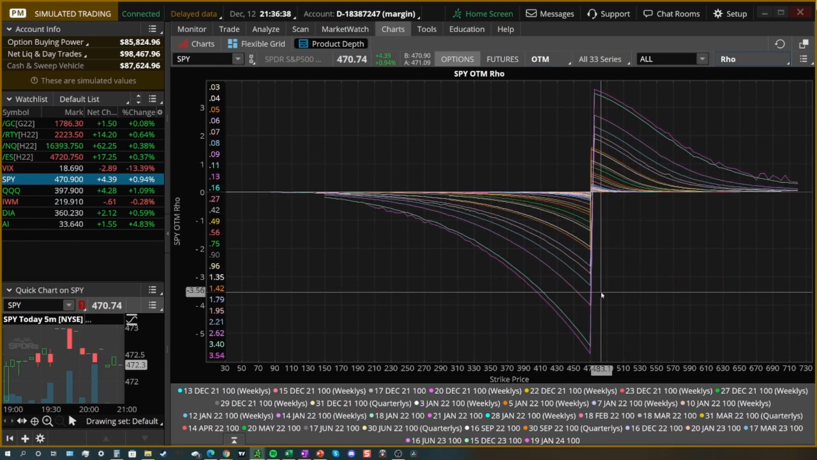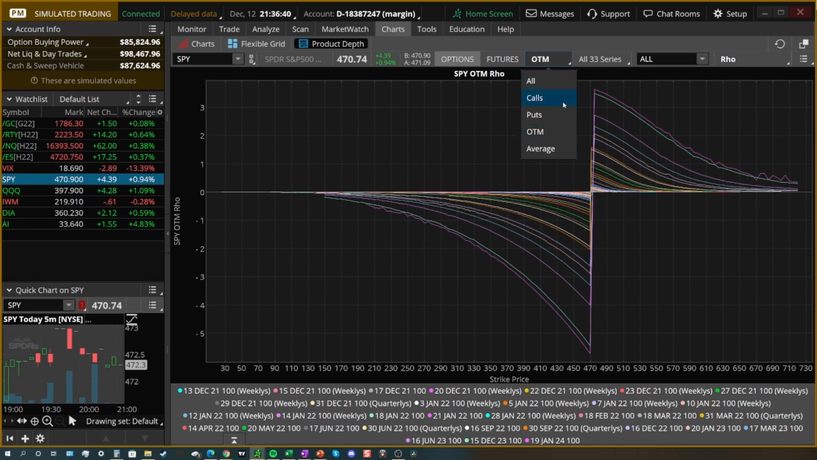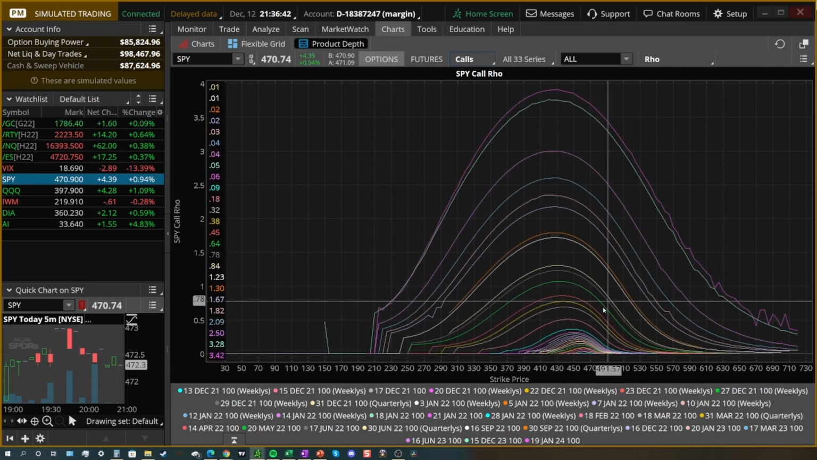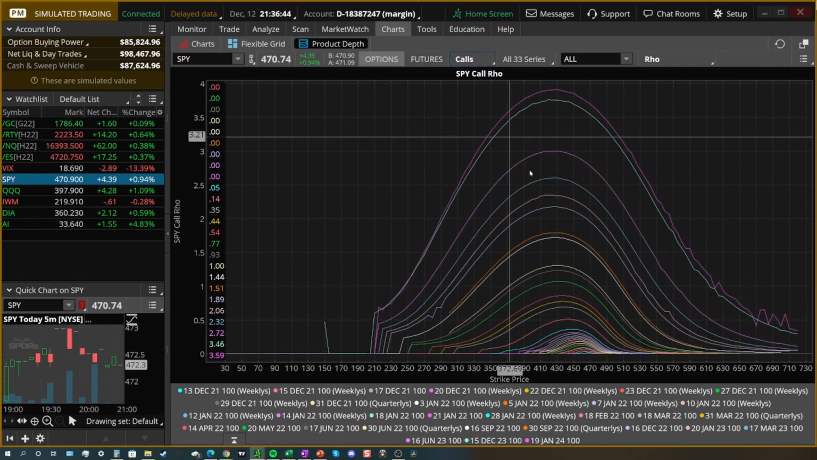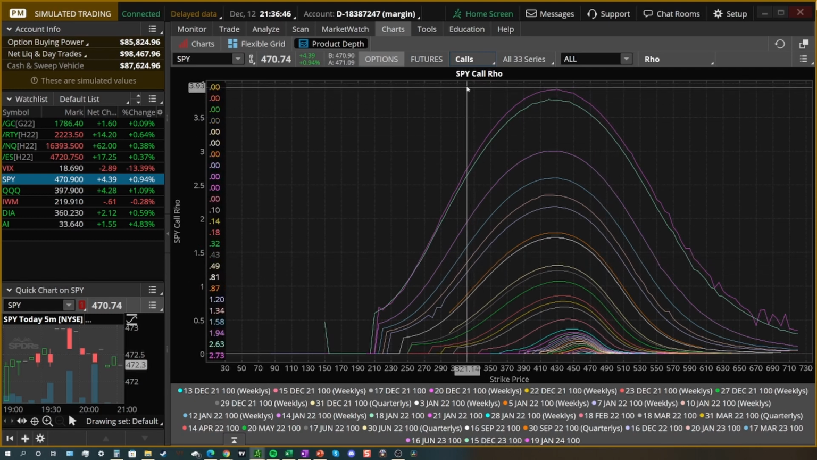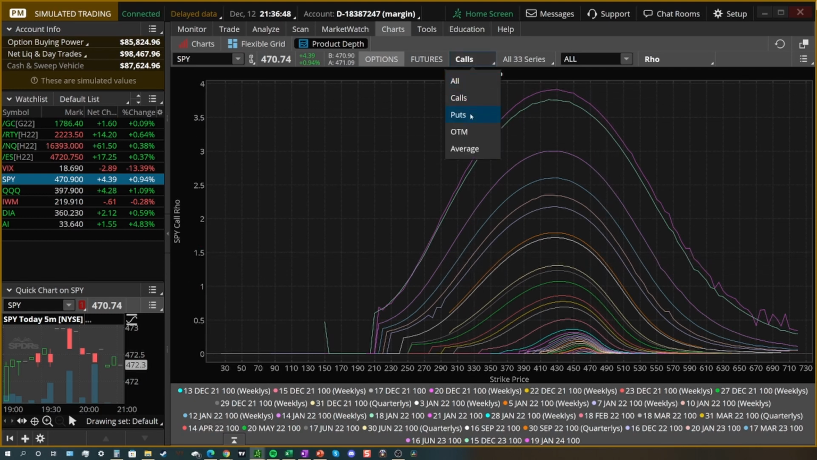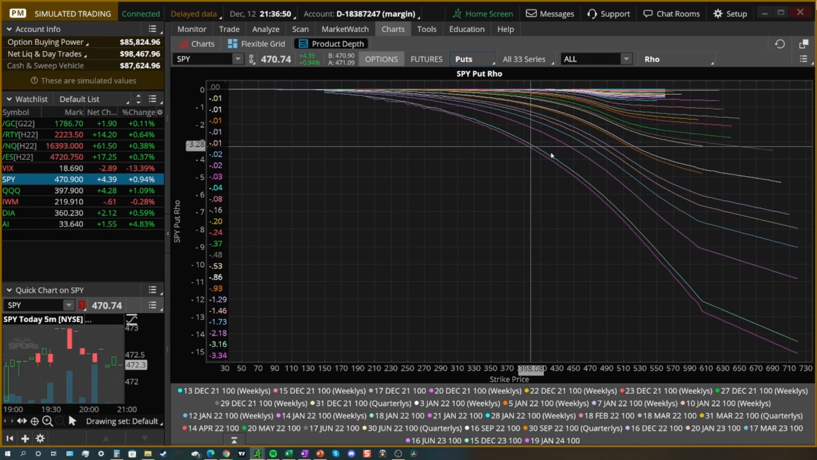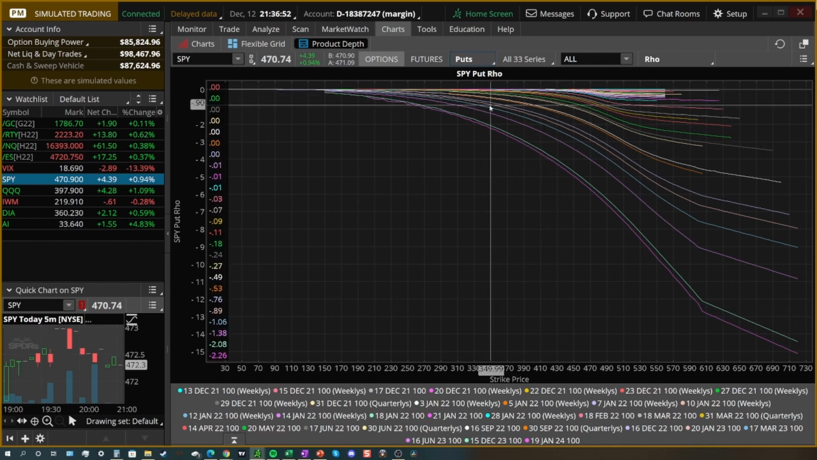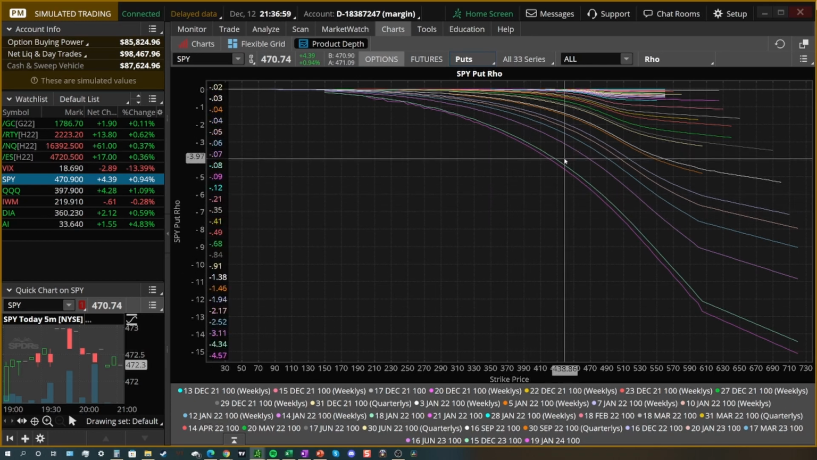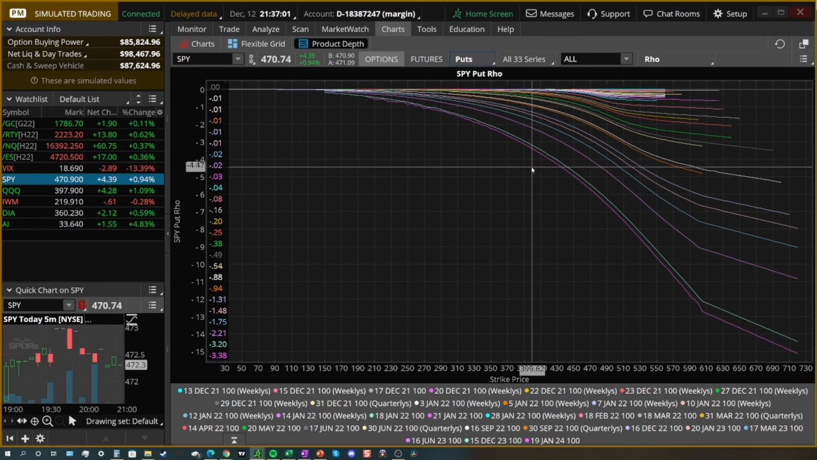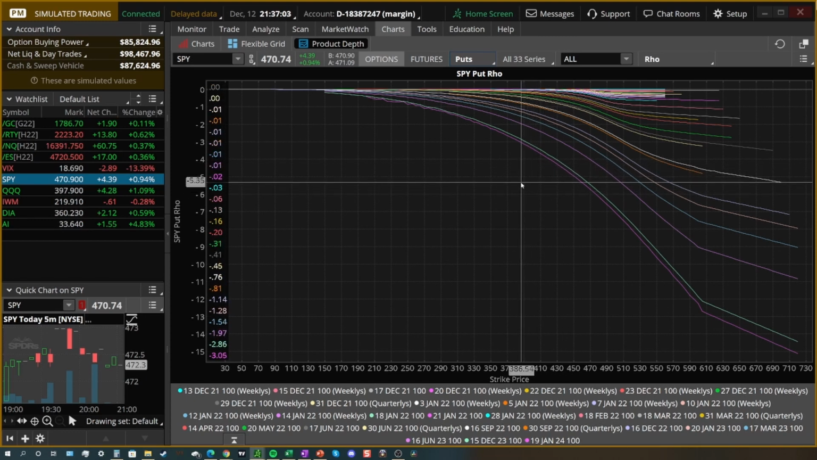And then Rho's a little different. Rho kind of looks like a bell curve on calls. It's kind of weird because when you switch over to puts, it looks like this. And what's funny about this is that on the left side over here, it's actually negative values. So, yeah, nobody really cares about Rho.